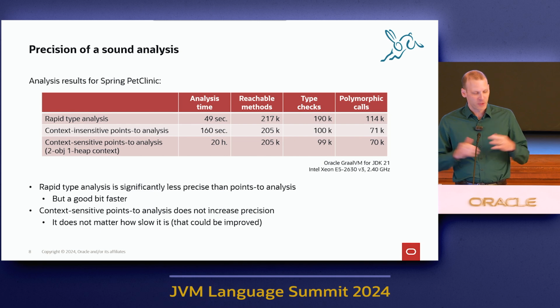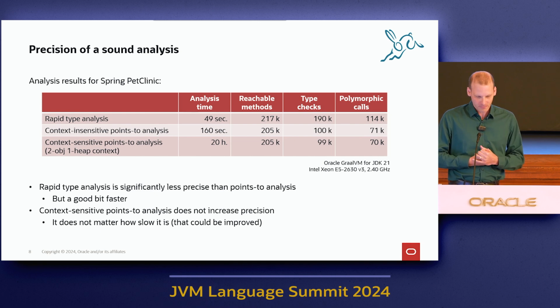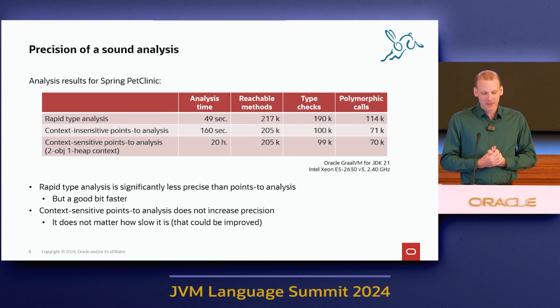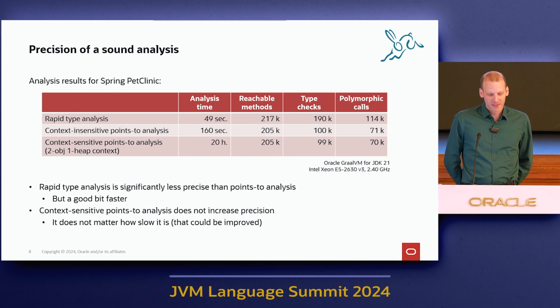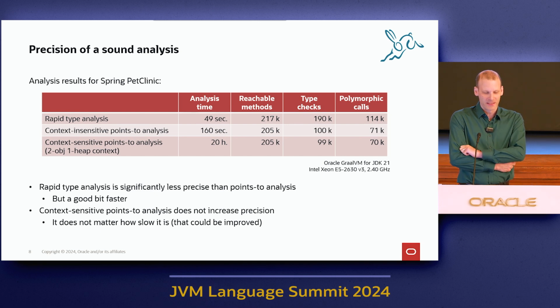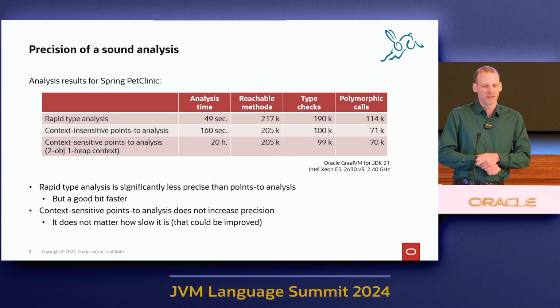Basically, it means how many type checks are not proven and remain after the static analysis, and how many polymorphic calls remain after the static analysis. So that means how many call sites the static analysis did not devirtualize to a direct call. So the takeaway from this slide is that points-to analysis is good, but context-sensitive analysis does not make much sense. But still, the context-insensitive points-to analysis is significantly slower than the rapid type analysis because it needs to propagate all these types around.